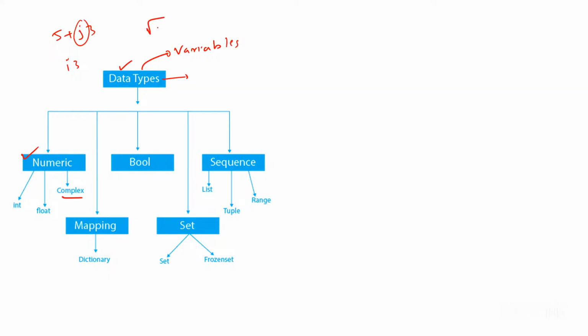What is the square root of 4? 2. What is the square root of -4? It throws errors. This is an imaginary number. We cannot find the square root of a negative, so these kinds of values are called imaginary numbers.